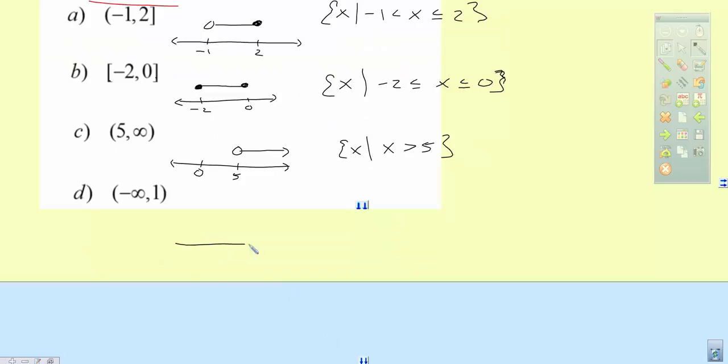Alright, last one. So we draw our number line. We have two numbers, 0 and 1. We have an open circle that's pointing towards negative infinity. So our set builder notation would be x's such that x is less than 1.